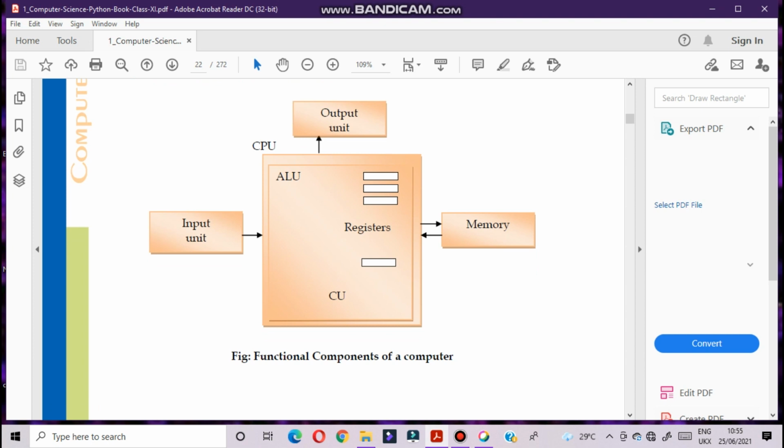And what is the use of the control unit? It controls all the operations when they are performed. It controls the operation of the input unit, the operation of the output unit, and the memory unit also, so all kinds of operations are controlled by the control unit. And what is the use of ALU? It helps to perform arithmetical and logical operations.